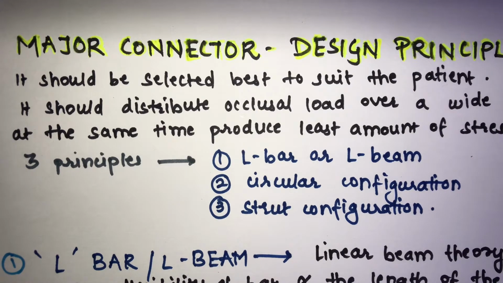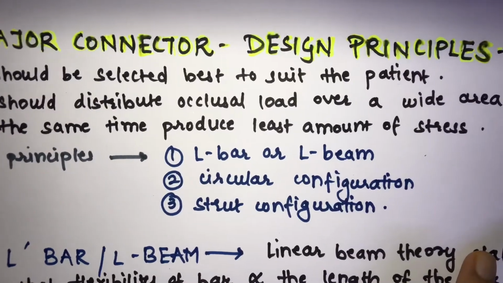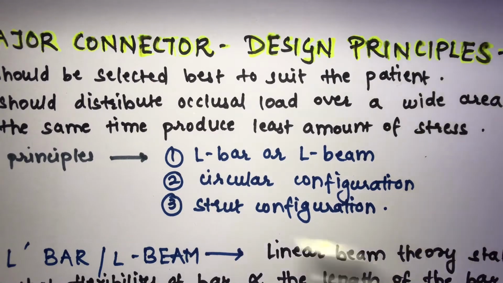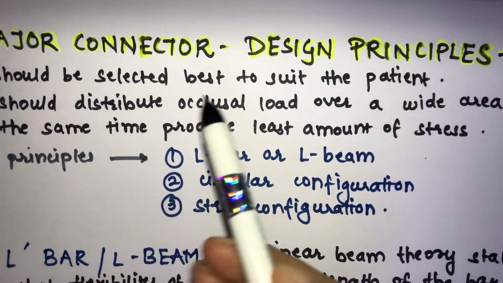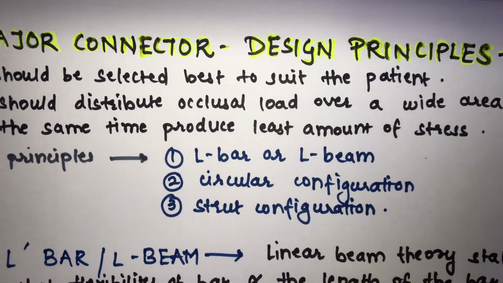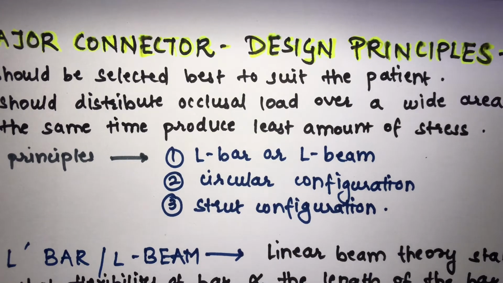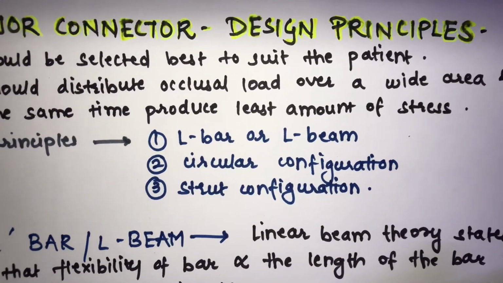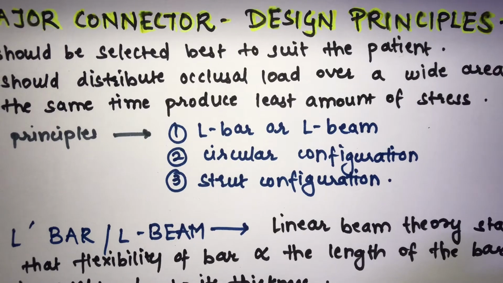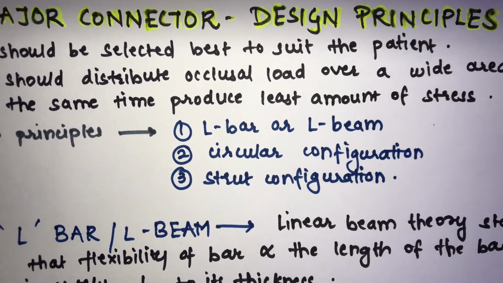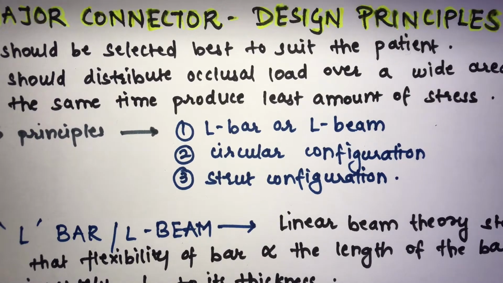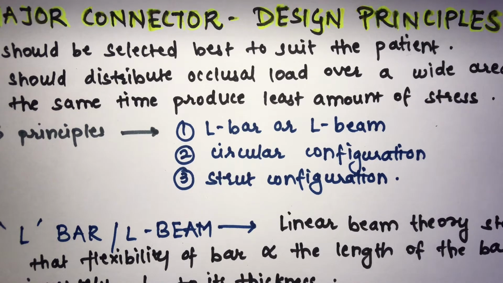So the topic is major connector, the design principles of it. The major connector should be selected to best suit the patient, and it should distribute the occlusal forces over a wide area, and at the same time it should produce the least amount of stress. So when you are fabricating or designing a major connector, it should be fabricated such that it distributes the occlusal load over a wide area and produces the least amount of stress.